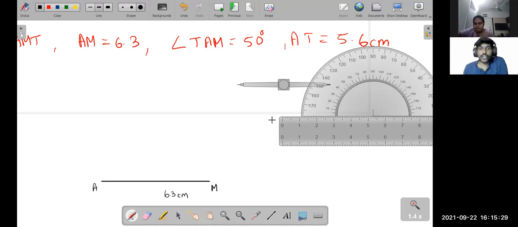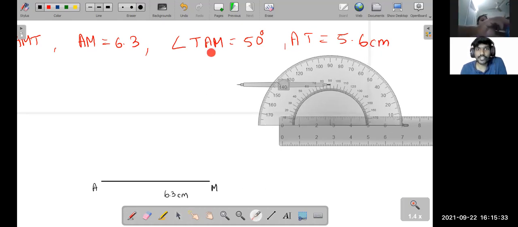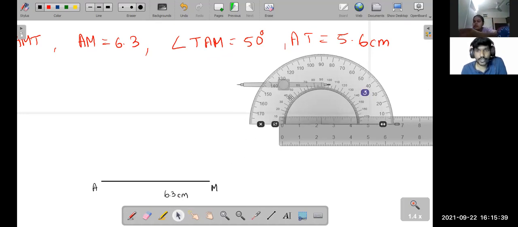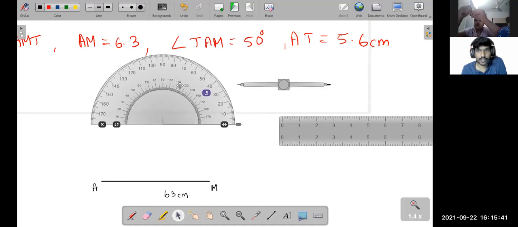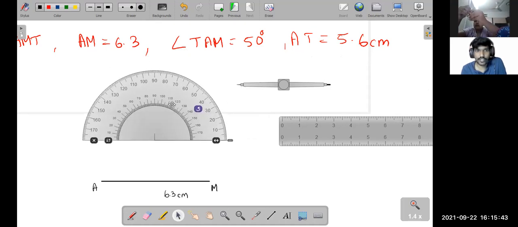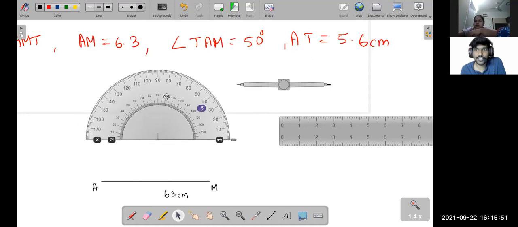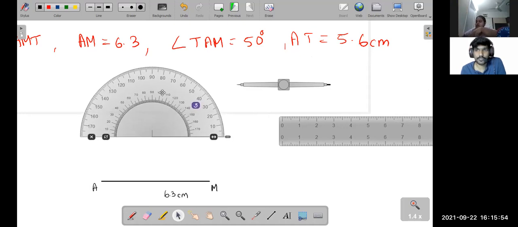Done. Now you need your protractor. Take your protractor, because angle TAM is given as 50 degrees. So that means angle A is 50. Take your protractor. No, this thing. That's a compass. What's in your hand is called a compass. The D is called your protractor. The semicircle is called your protractor.